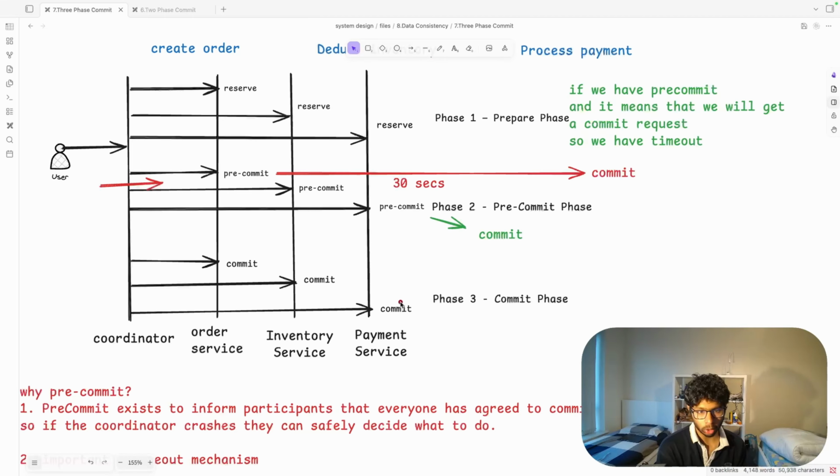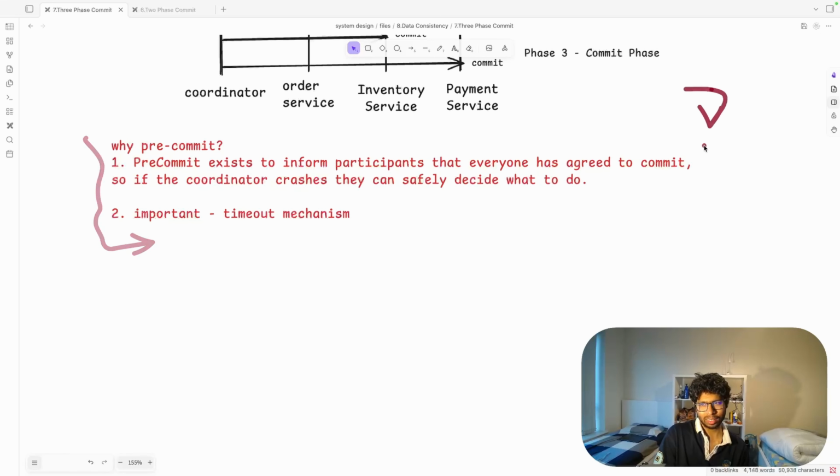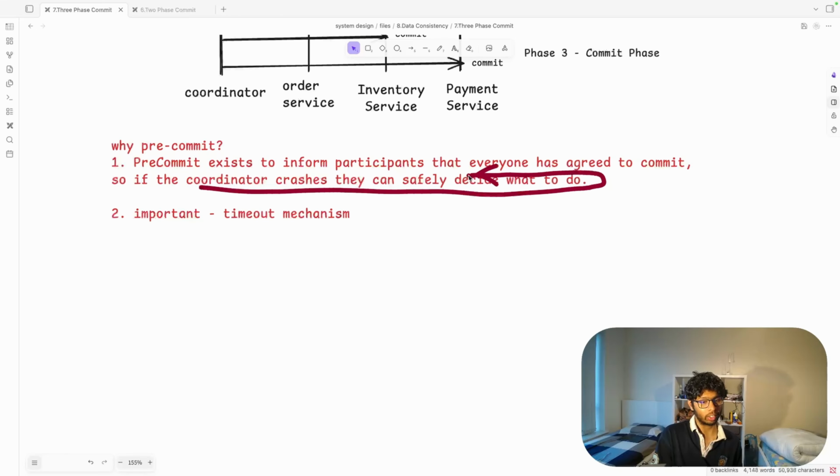One more thing that I wanted to tell you: like two-phase commit, we also don't use three-phase commit. We are studying all these things to understand better patterns like saga pattern, orchestrator pattern. To study all these patterns, we are just making our base strong. That's why we are studying these things. So these are the two basic things that we have just studied: the pre-commit exists to inform participants that everyone has agreed to commit. That's why we use pre-commit, that there is going to be a transaction, everyone has confirmed it, and if the coordinator crashes, then they can safely decide what to do.